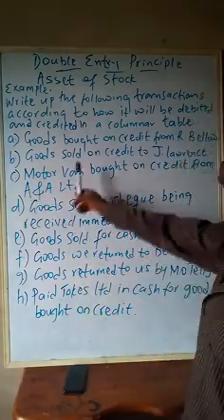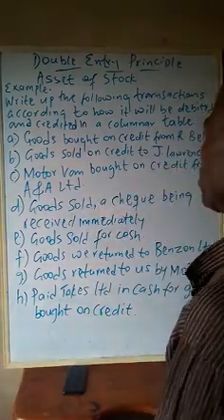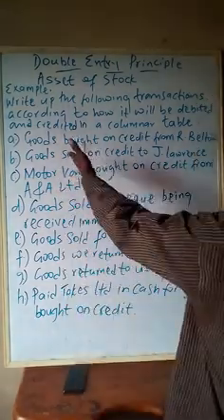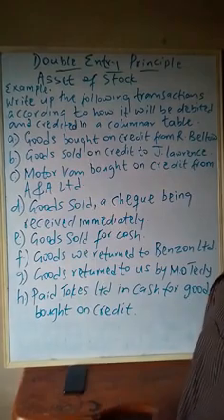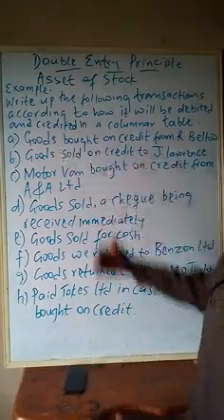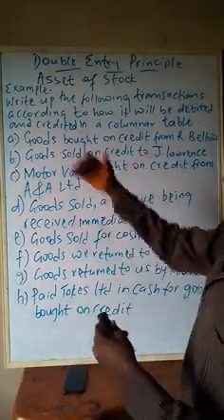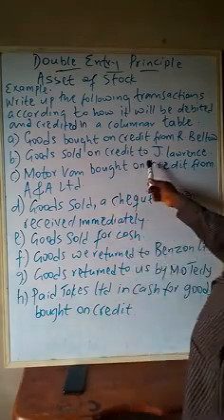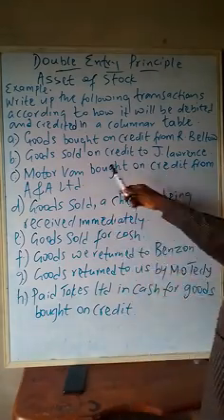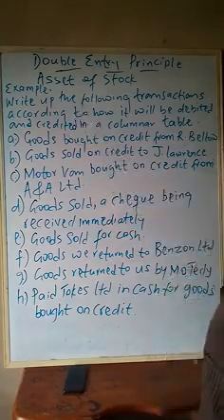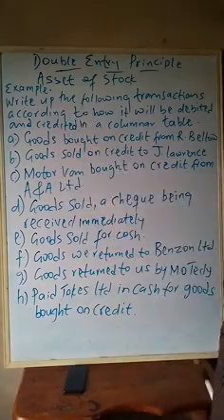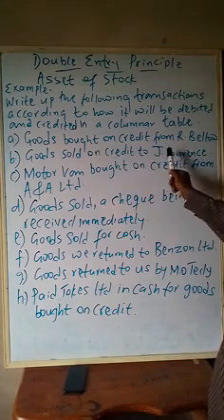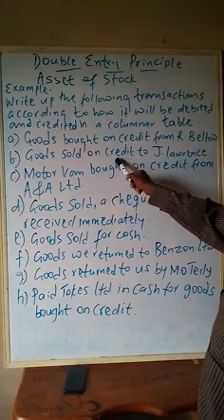B. Goods sold on credit to J. Lawrence. This is goods also. Goods sold, that is sales account. It involves sales account. On credit to J. Lawrence, you credit sales account and you debit J. Lawrence. J. Lawrence is the receiver. He did not pay, and that is why credit.